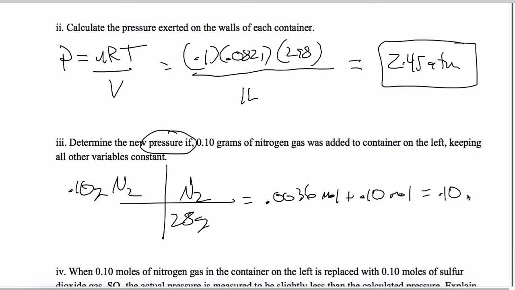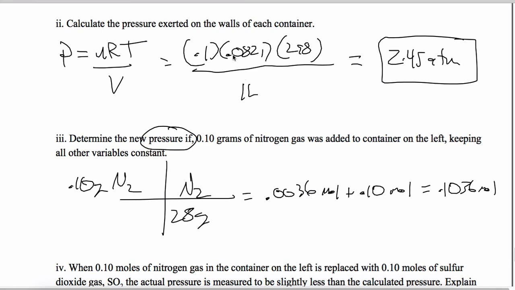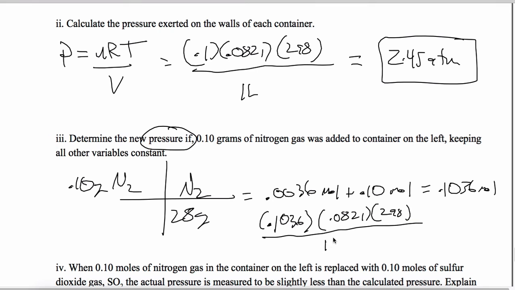0.1036, right? Or is it 0.100? Oh, yeah. No, because 0.1... Oh, sorry, yeah, 0.1036. Okay. So now what we're going to do is plug that back in. So we got 0.1036 multiplied by 0.0821 multiplied by 298 divided by 1 liter.